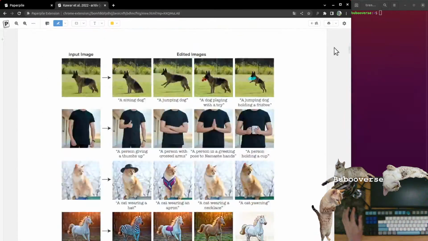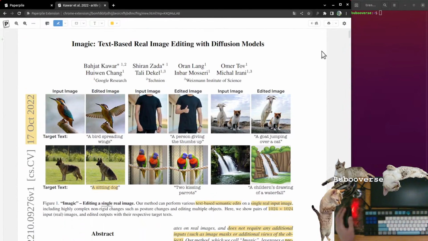Cool. So that is Imagic, text-based real image editing with diffusion models. This is starting to become super powerful, and I can't wait to see what this looks like in a couple years.